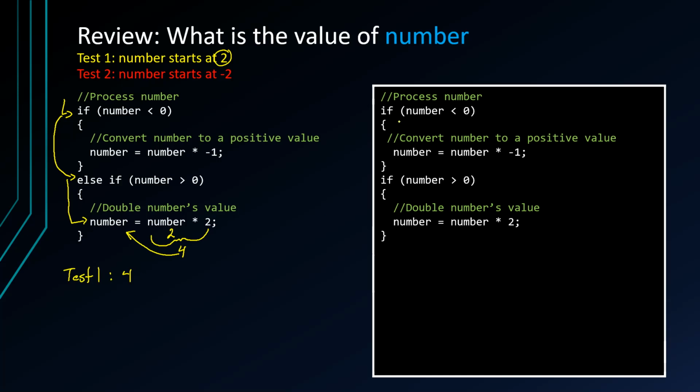Now let's go over here. Let's do test 1 on this side. So remember, the number has a value 2. It comes in and it says, is 2 less than 0? No, it's not. So it skips this and checks the next one. Is 2 greater than 0? Yep, certainly is. And it comes in and we get 2 times 2, which gives us 4, which then gets stored back into number. So test 1 also gives a 4 on this side. Okay, great. Now let's try test 2.